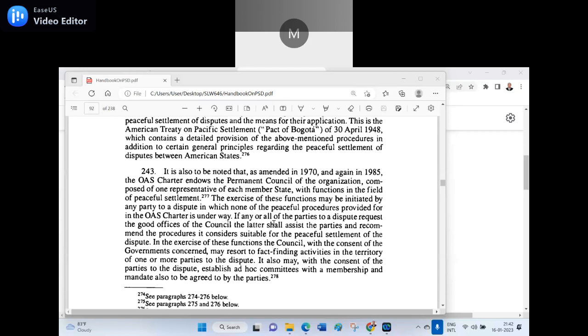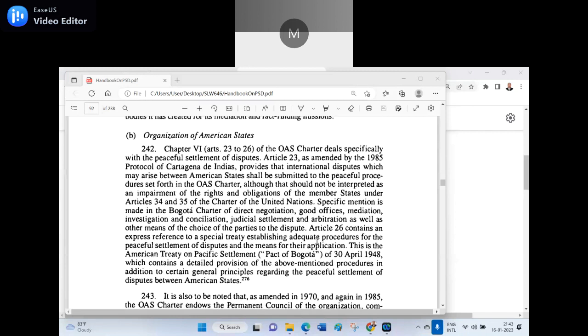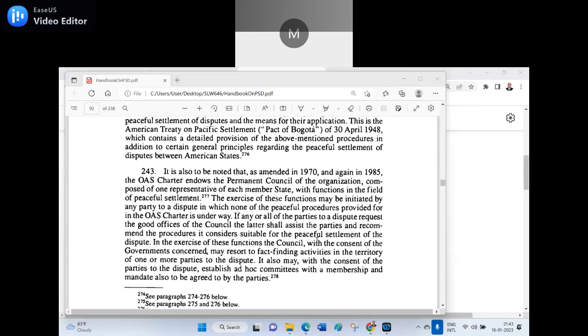So if any or all of the parties to a dispute request the good offices of the council, the latter shall assist the parties and recommend the procedure it considers suitable for the peaceful settlement of the dispute. Suppose the parties agree to the good offices of a member state, then they will make an amicable settlement. They will arrange it also. Who? The OAS. Who is the OAS? The Organization of American States. Is it clear?